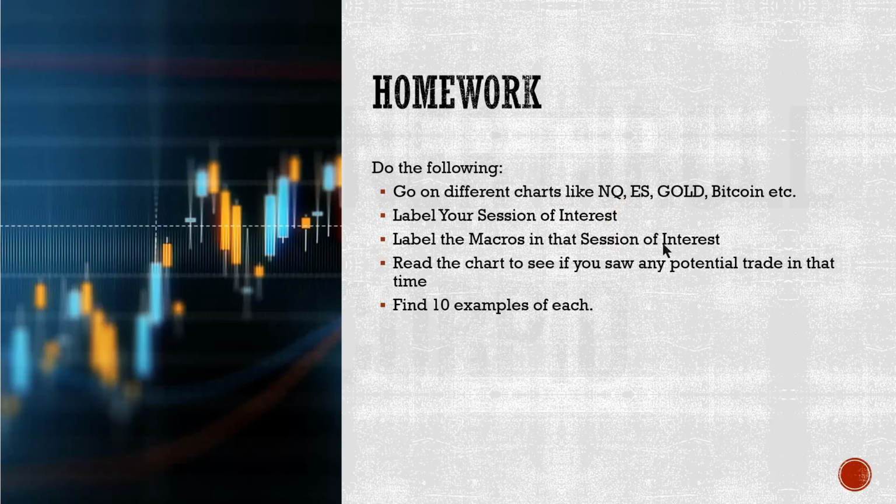Now, for homework, I would like you guys to go on different charts like NQ, ES, Gold, Bitcoin, whatever chart you like, and label your session of interest. Like, for example, you're free during London session, so just label that session, right? And then label the macro in that session. Now read the chart how it goes and see if you could have seen any potential trade in that time. Find 10 examples for that.